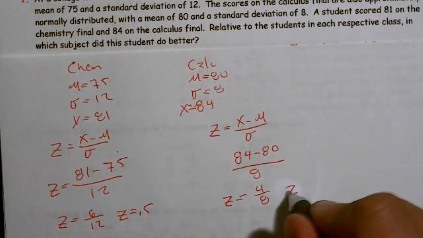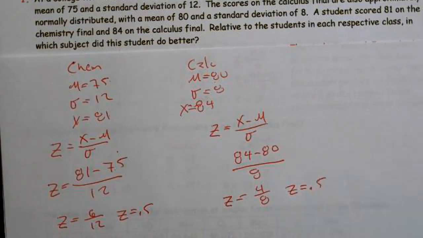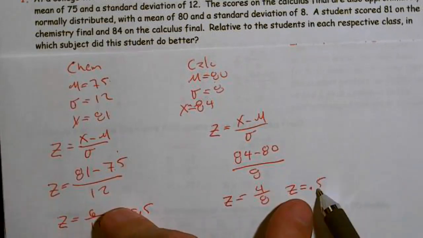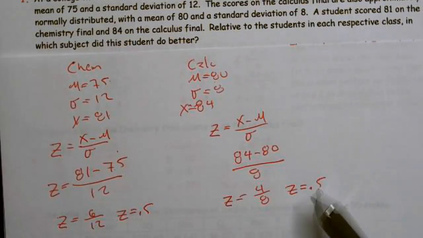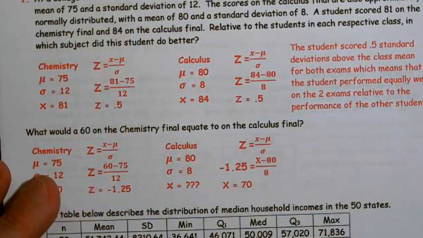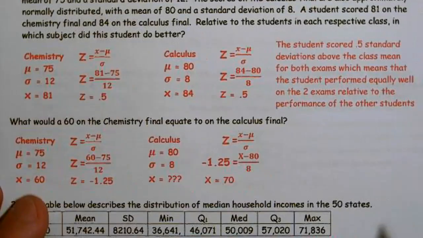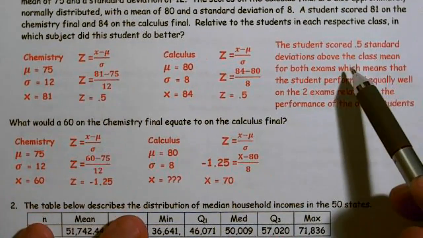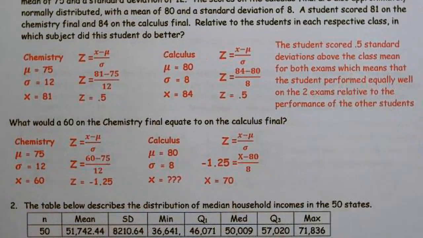So I end up with a Z equal to 0.5. So he scored a half standard deviation above the average. Well, that means relative to the students in the course, he scored equally well on both exams. The student scored a half standard deviation above the class for both exams, which means the student performed equally well on the 2 exams relative to the other students.